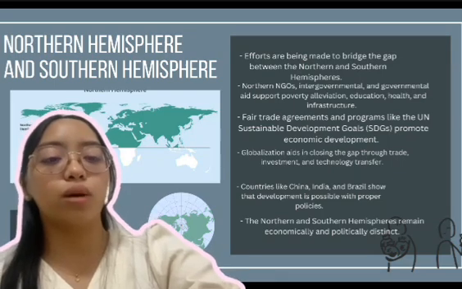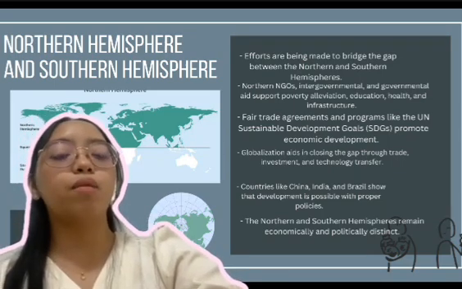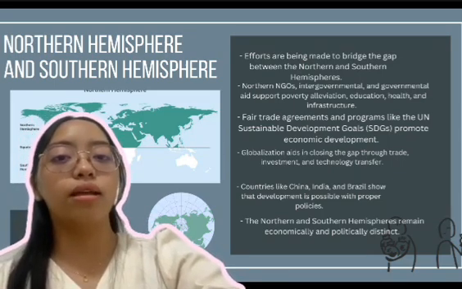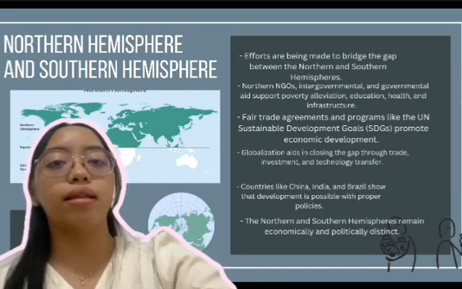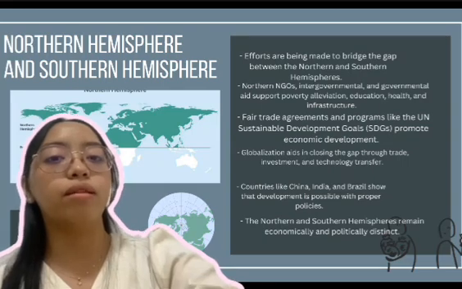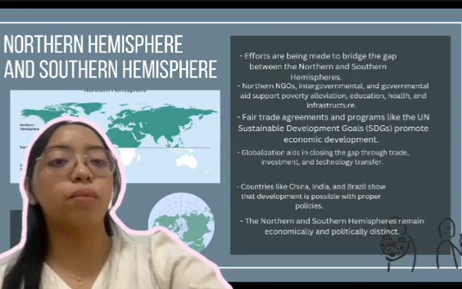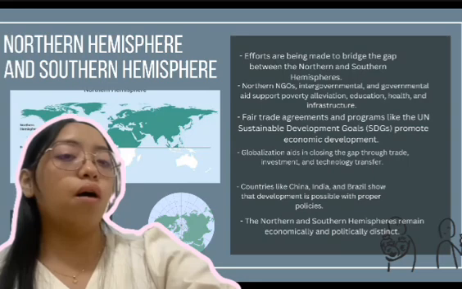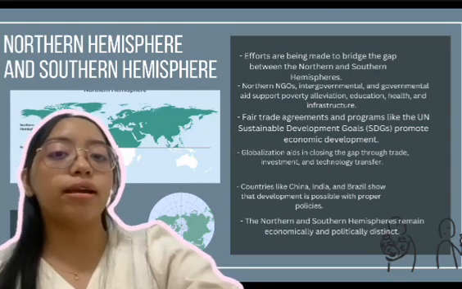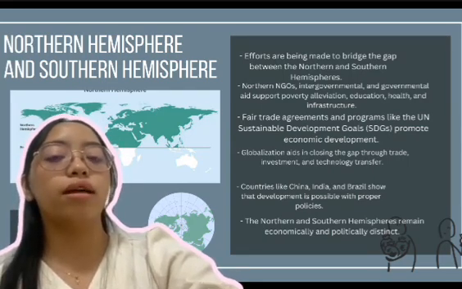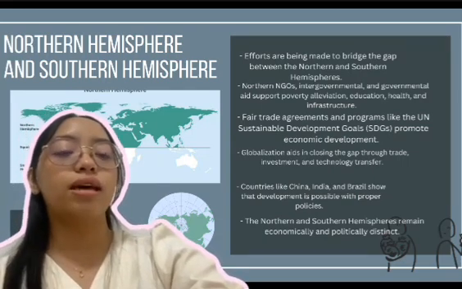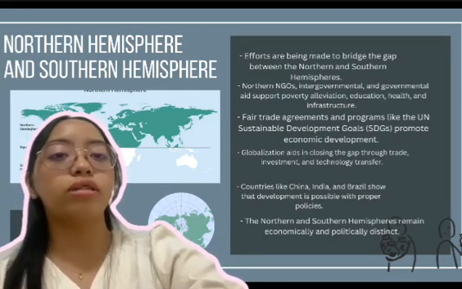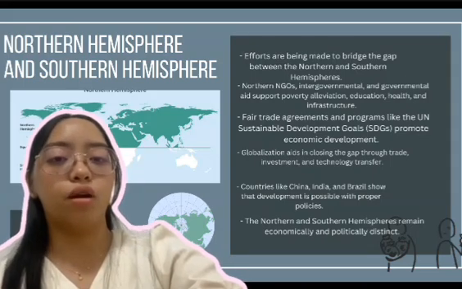Nevertheless, there is movement towards bridging these gaps between the two hemispheres. Northern NGOs work with intergovernmental and governmental aid to help the Southern Hemisphere in poverty alleviation, education, human health, and infrastructure. Beyond that, there are fair trade agreements and programs such as the United Nations Sustainable Development Goals, or SDGs, and aid for developing countries which promote developmental economic opportunities.